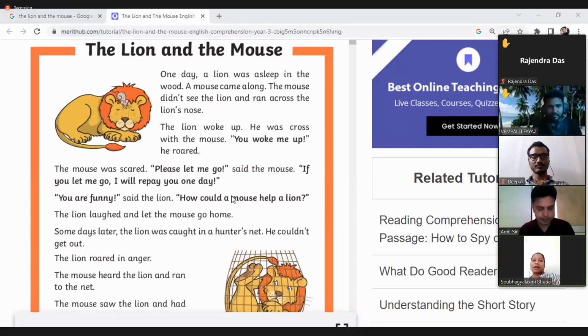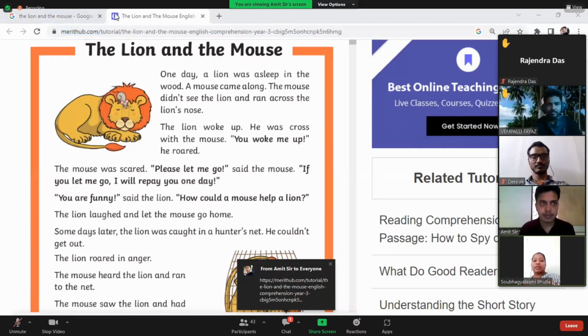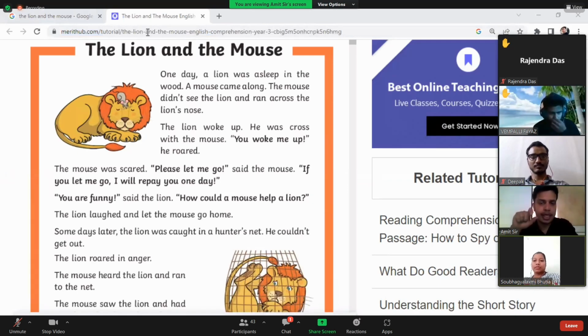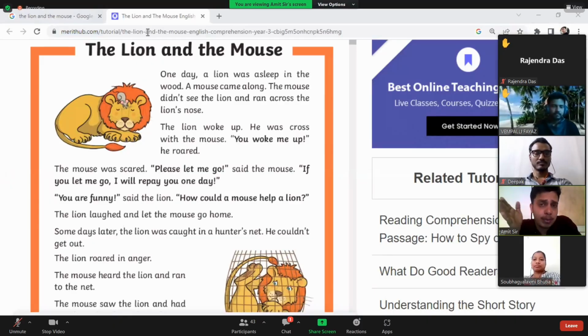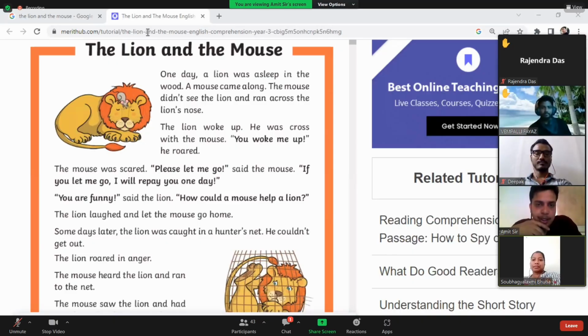Sir, here, will one day be the subject or a lion? One day will be the subject. Before the verb, whatever you get is going to be your subject. So one day a lion is the subject. If I say there lived a king, or once upon a time there lived, then everything up to there is your subject, and after the verb comes the object. Clear, everyone? Yes, sir.